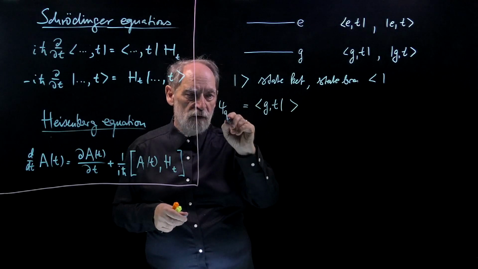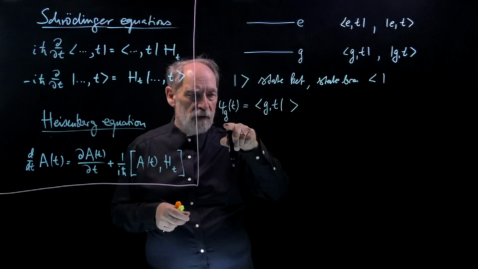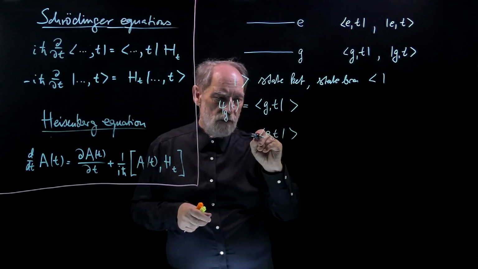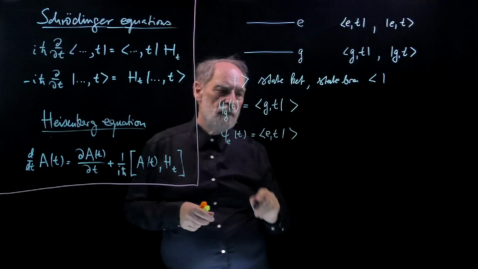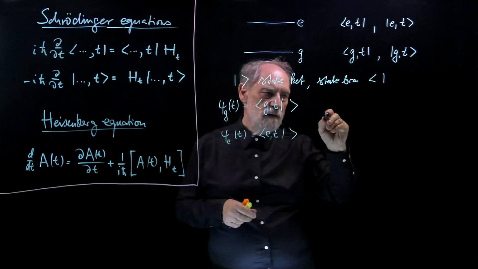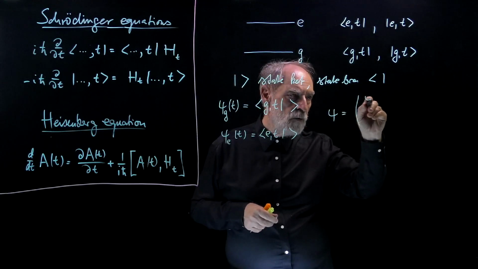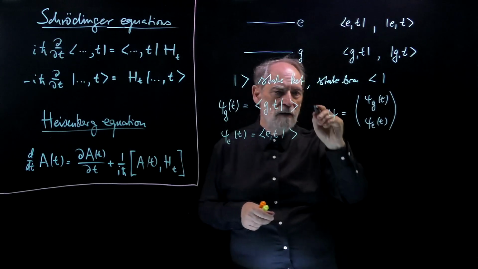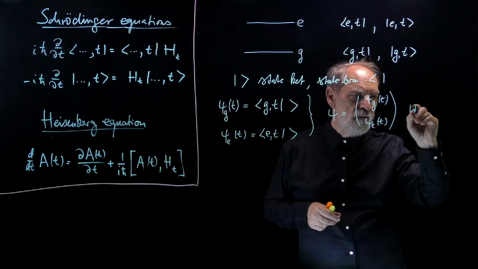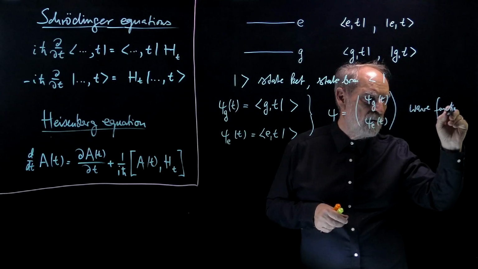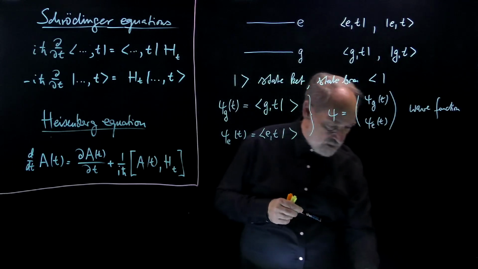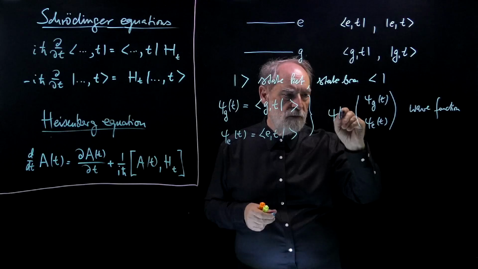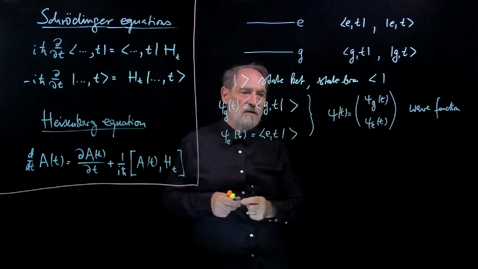And following standard notation, let's just call this psi g at time t. And likewise for the excited state, we will have a psi e at time t. And the two of them together make up a two-component object where we have the ground state probability amplitude and the excited state probability amplitude combined. And so this will be the wave function for this particular system. And of course, this psi, which is a two-component object, is itself a function of time. So let me just be careful and indicate this time dependence as an argument of psi.